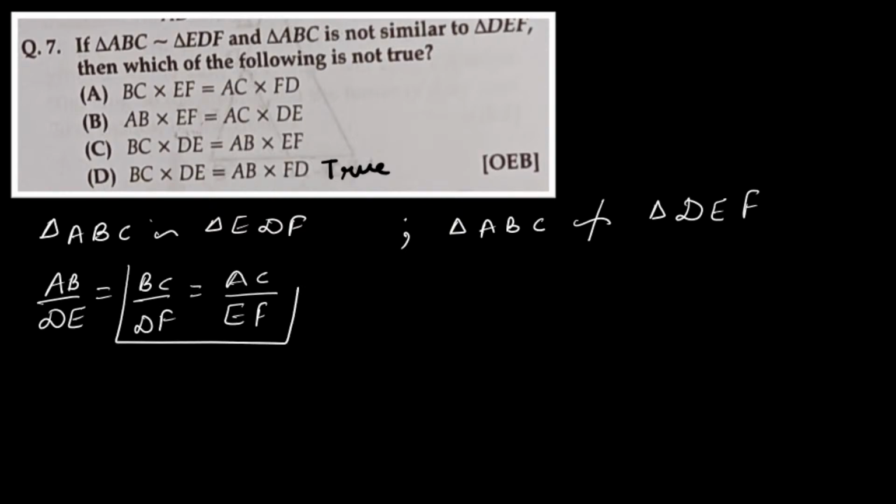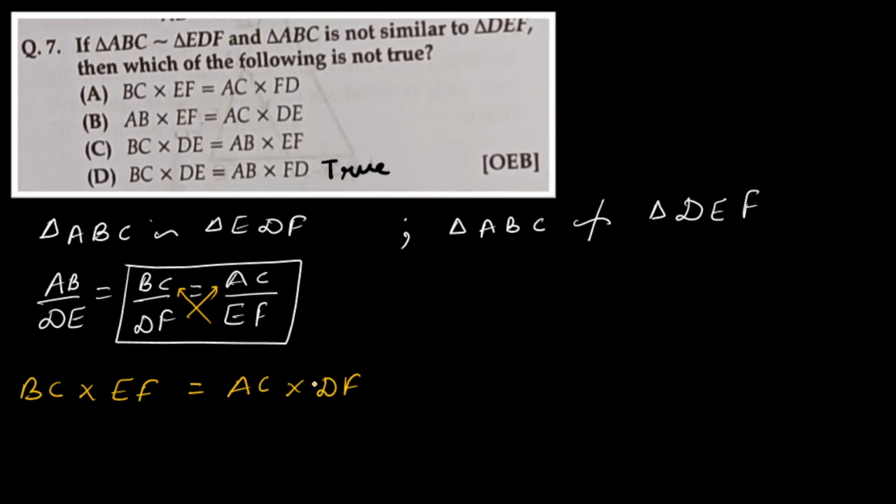Okay, let's now use the other two ratios. I'm just using the last two. Again, if I do cross multiplication, I will get BC into EF equals AC into DF.